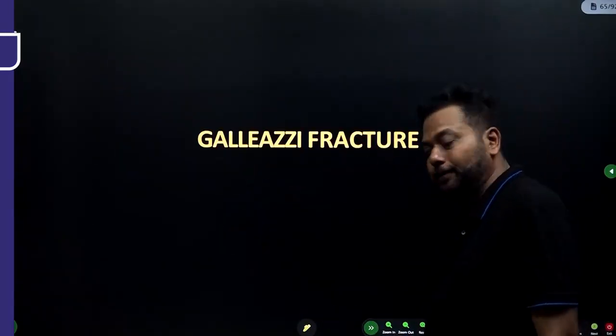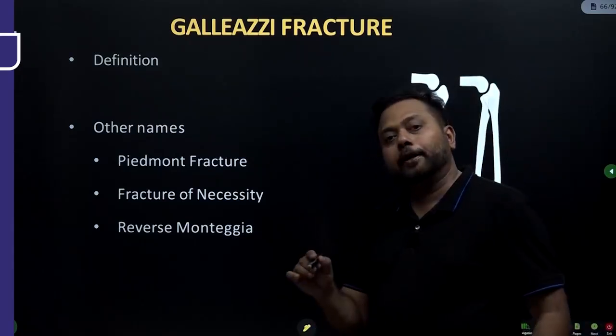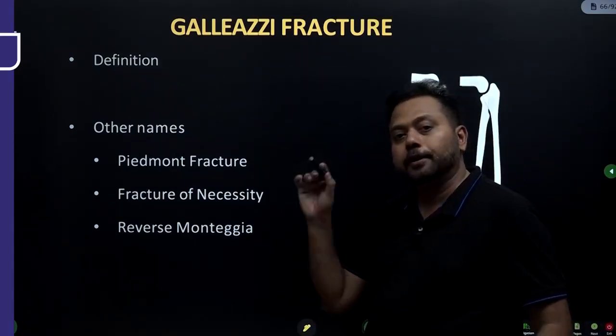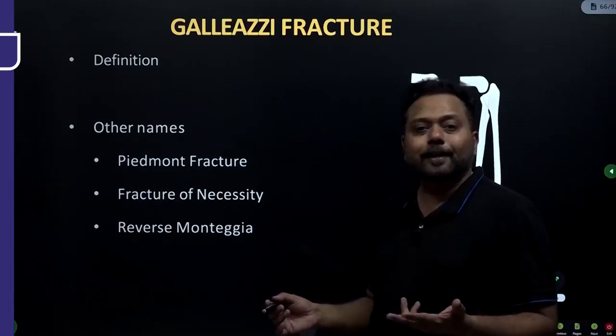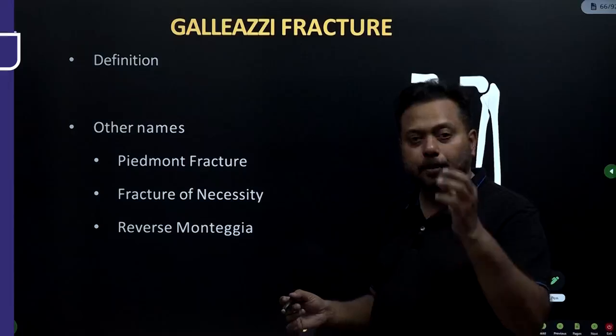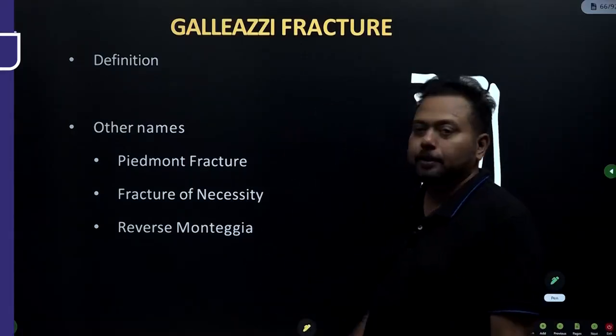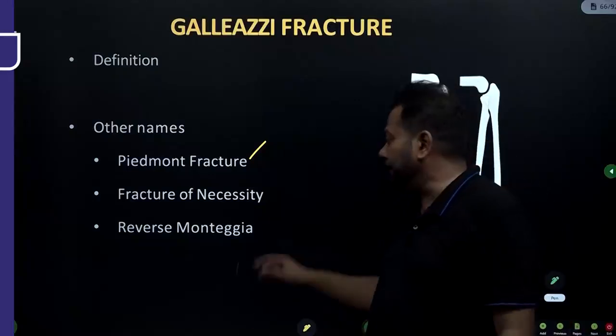We'll move on to the next fracture, which is called Galeazzi fracture. What is Galeazzi fracture? Fracture of the lower third radius with distal radio-ulnar joint subluxation. Exact opposite to Monteggia. That's called Galeazzi fracture. There are three synonyms. It's called Piedmont's fracture. The other is called fracture of necessity.